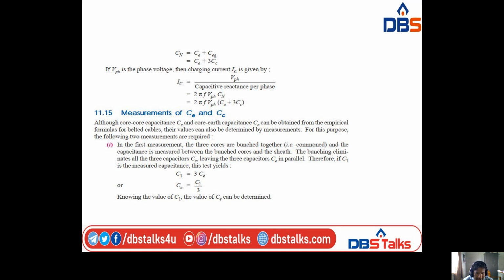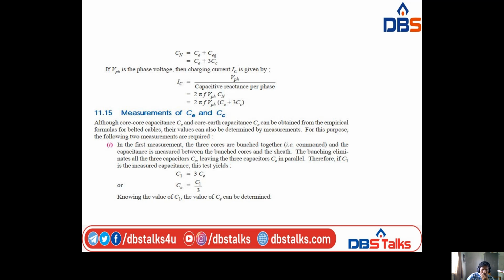If the voltage is phase voltage, then charging current IC is equal to V phase by capacitive reactance, that is V phase by XC, that is 1 by omega C, that is 1 by 2 pi F C. Therefore IC = 2 pi F V phase Cn, where Cn means Ce plus 3 Cc. Now I have to measure these individually. What about the Ce equation and what about the Cc equation?